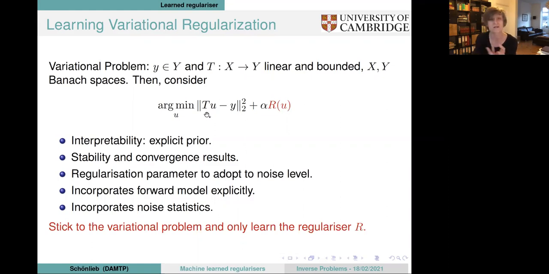You have the forward model still in the model, very explicitly. And you can play around, of course, with the data discrepancy term, not just an L2 squared fit, but you can use different things depending on your noise statistics.